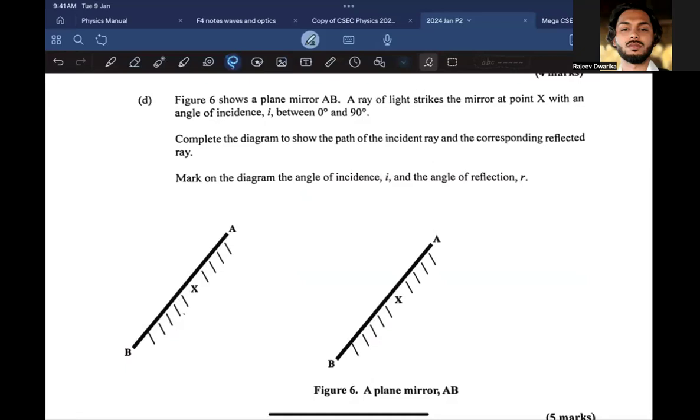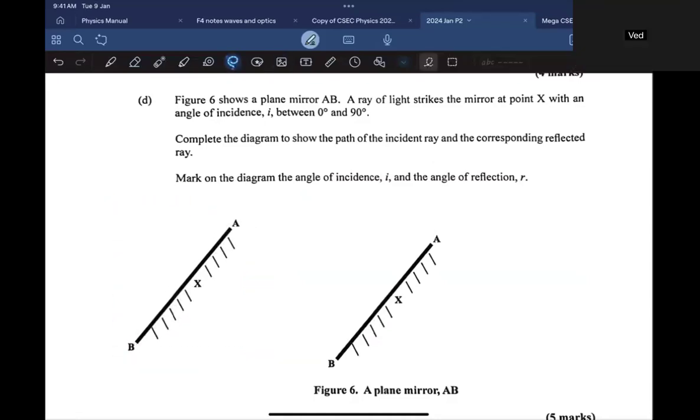Critical angle. No, that would be critical angle. Let's go back to the question and point at it there. The angle of incidence.